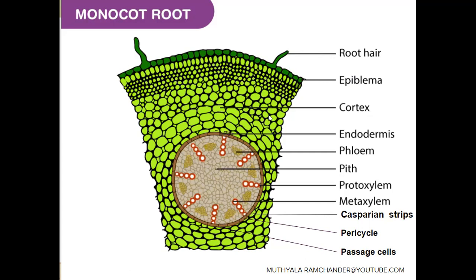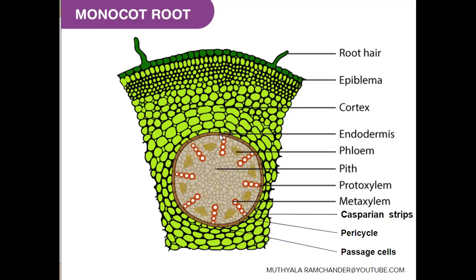Below the epiblemma, cortex is present. Cortex is mainly made of normal parenchymatous tissue. Mainly the cortex helps in storage of starch food material. Below the cortex, at the center region of the monocot root, one siphon-like structure is present. The siphon-like structure is called stele.